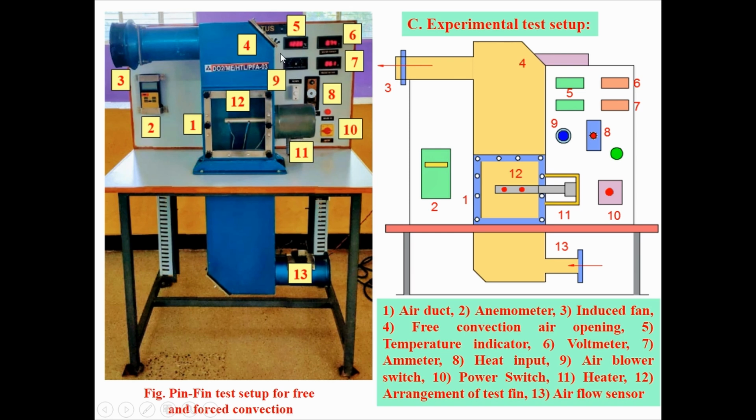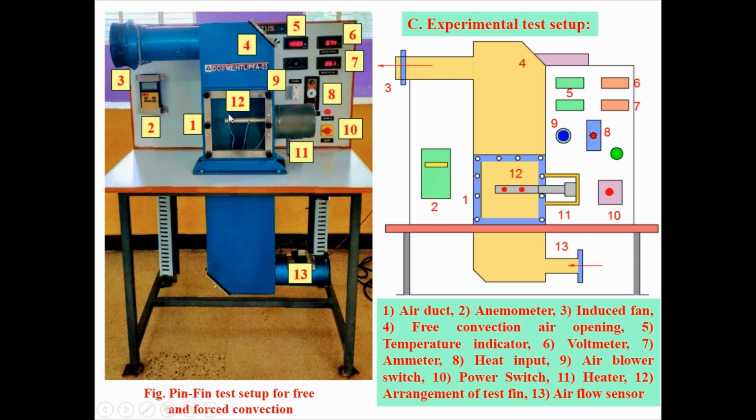Now, how to conduct the experiment? You have to switch on the main power button, then switch on the electrical heater, then set the voltage and ammeter reading by rotating this knob. After this you have to wait for 30 minutes so that the pin will get heated. After 30 minutes you open this opening, then air will flow naturally and pass over the surface of the pin. It will absorb some amount of heat and come out through this channel. This is the working principle.